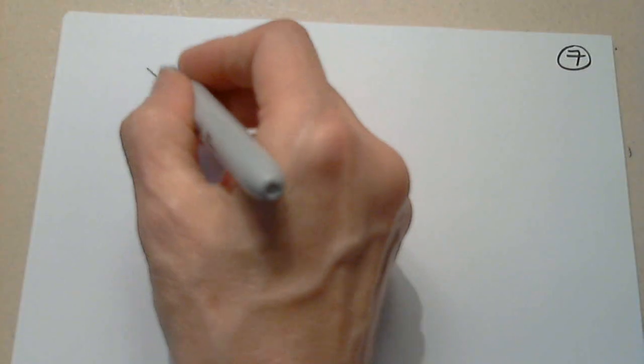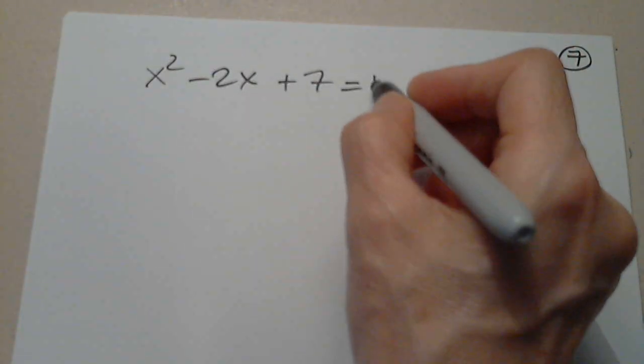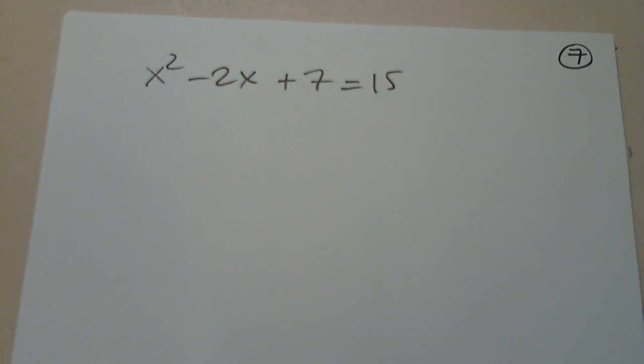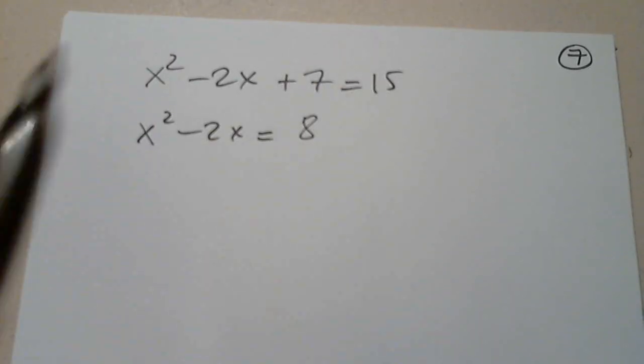We get something like this. Let's say x squared minus 2x plus 7 equals 15. In this case, I will move 7 to the other side, meaning I subtract 7 from both sides, so I get x squared minus 2x equals 8.